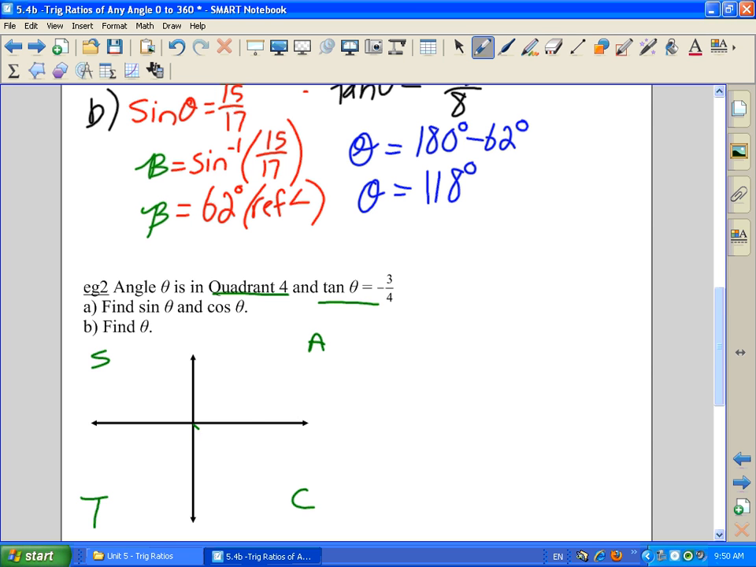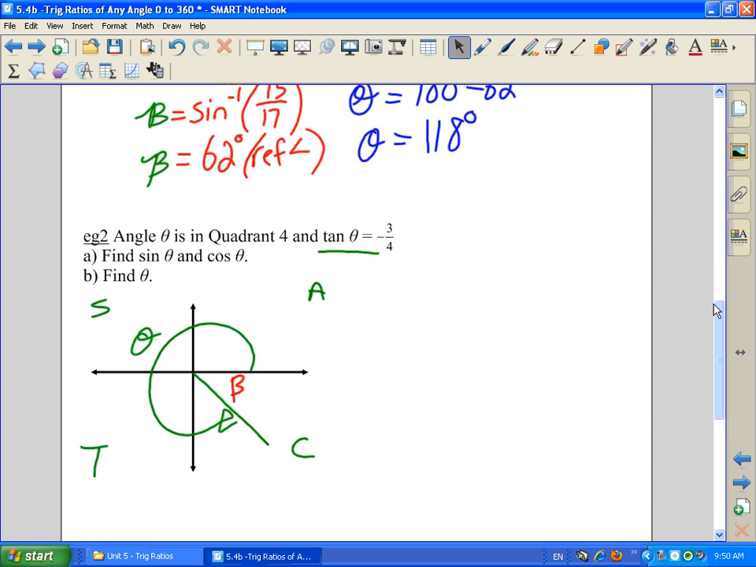Okay, so we're going to take our initial arm and go to there, and that's going to be alpha. And just to keep consistency with our lesson, we'll call beta our reference angle. All right. If they didn't tell you guys that it was in quadrant 4, you would have to do it in quadrant 2 as well. But in this case, it tells you. So we're only going to have one answer here.